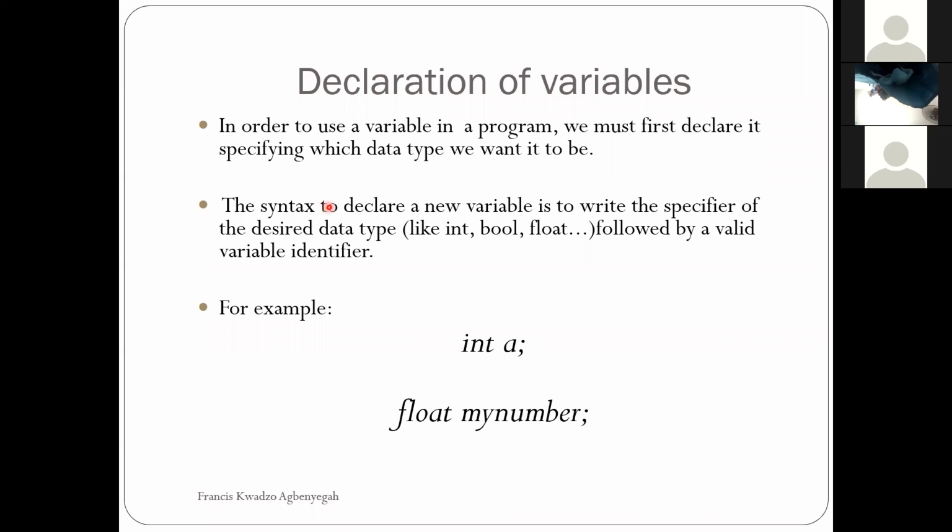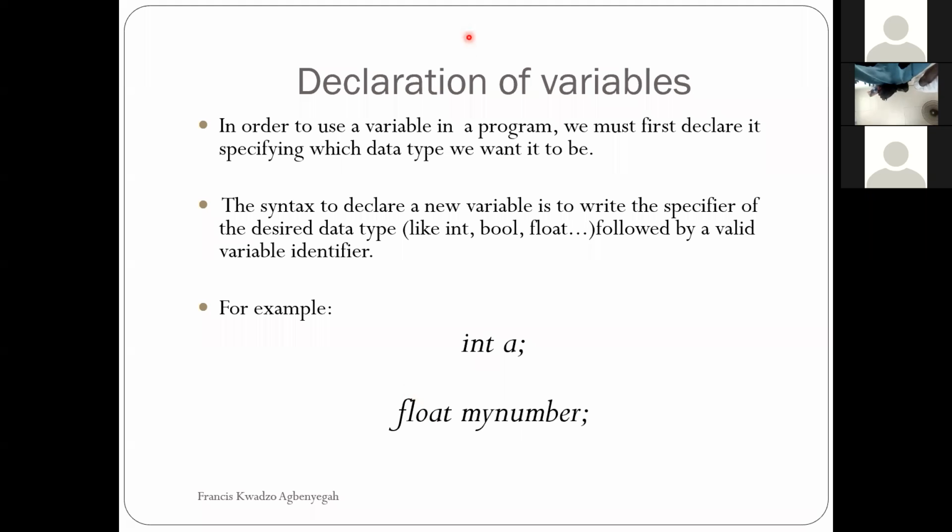So the syntax for declaring our variable is to write the specifier of the variable's desired data type, followed by a valid identifier. So for example, this one here, int a. So the int here is telling us that the variable that we have, the name is a, or the identifier is a, but the data type is integer. So the integer here specifies the data type, and then is followed by the valid identifier, in this case a.